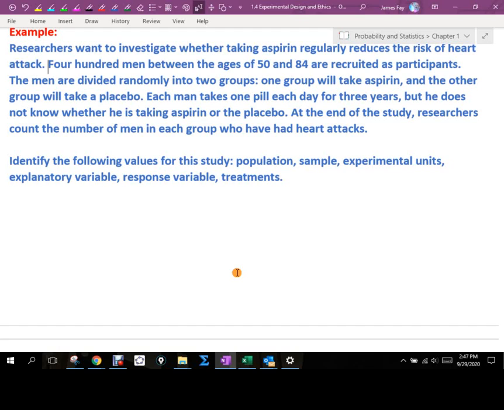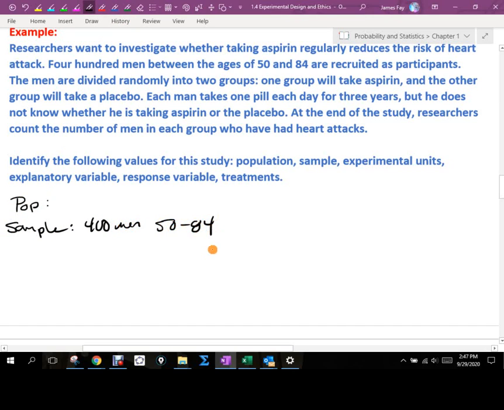So the population here, I think we have to do a little bit of assuming. But the sample is 400 men between 50 and 84 that were recruited as participants. The population has to be, remember, our sample has to show the same characteristics as our population. So men between 50 and 84 is probably the best way of describing our population.